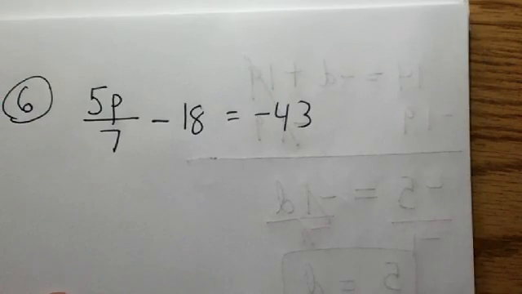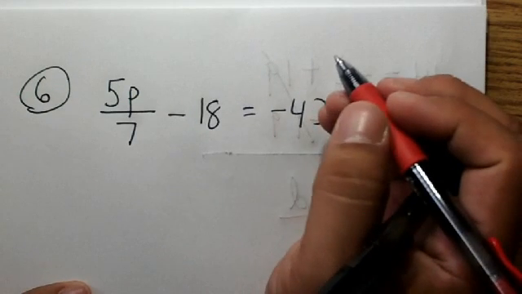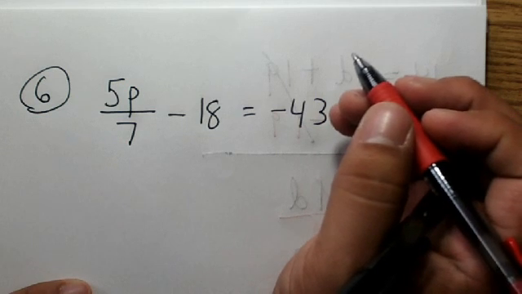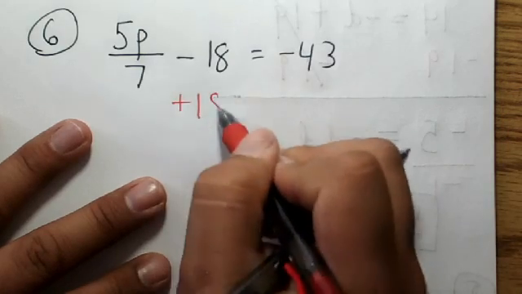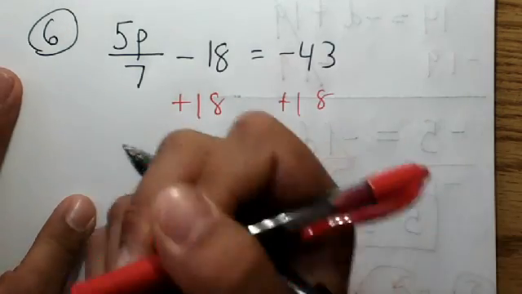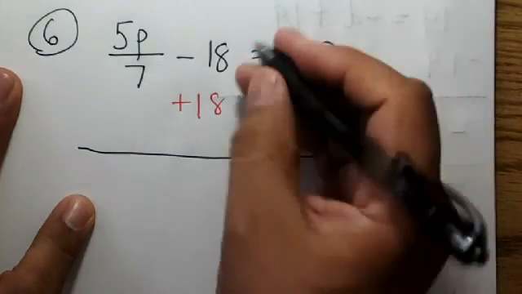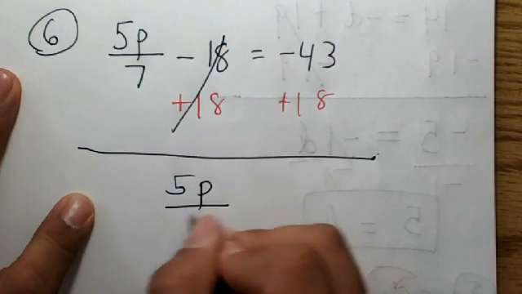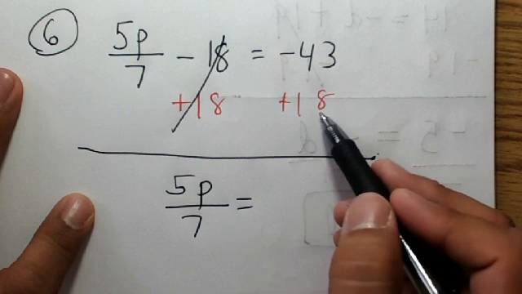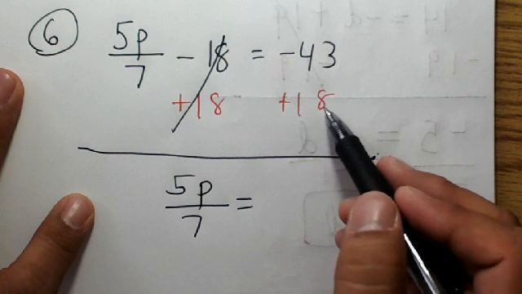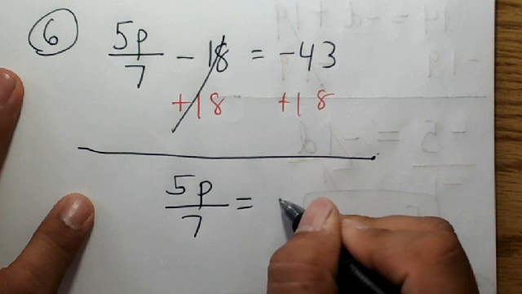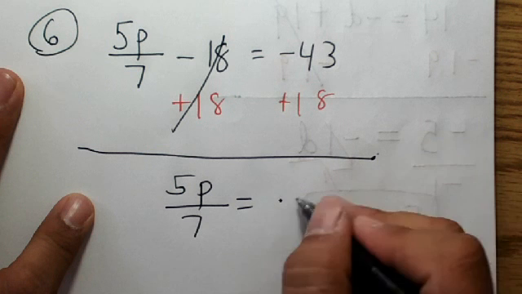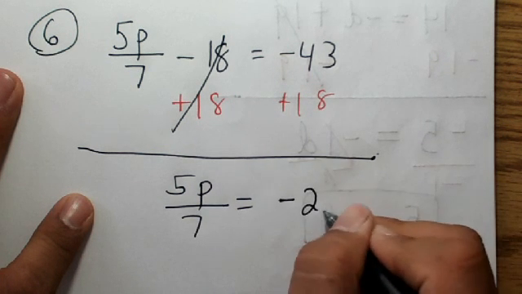Look at this one. What would be the first step on something like this, Celis? We add 18. So we have 5p over 7 equals negative 43 plus 18. What's negative 43 plus 18? Negative 25. Yes.